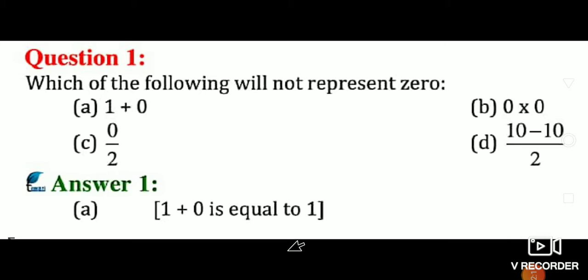Therefore in this problem A, that is 1 plus 0, is equal to 1. Therefore A will not represent 0. Here A, 1 plus 0, is equal to 1, so it will not represent 0. Therefore A is the given answer.